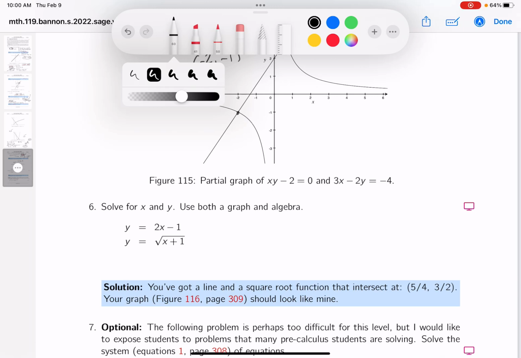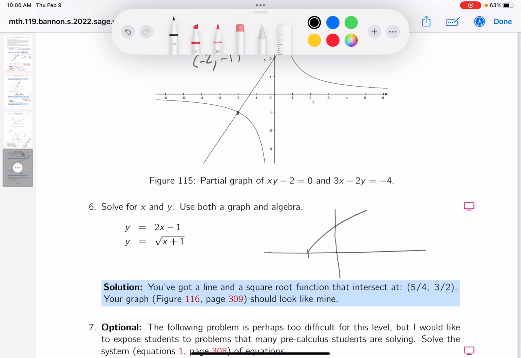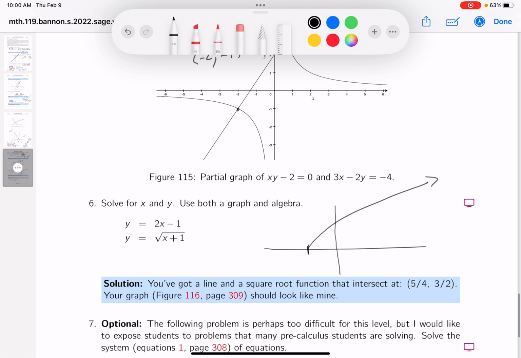Again, let's start with the visual. The visual I want to do is the root function first. My visuals are kind of crude, but I do know it's a root function, and that root function starts at -1, and it goes off like this over here. This is -1. This point up here is where x is 0, and that would be 1.